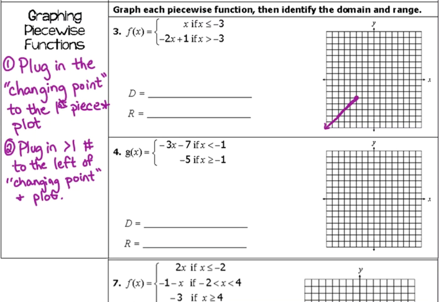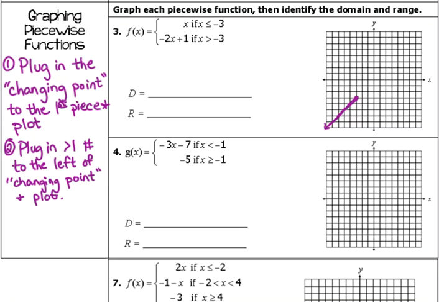So in this case, negative 4 is to the left of negative 3. If I plug that in, I get a y value of negative 4. So I plot the point negative 4, negative 4. I could do it for as many points as I want to, whatever it takes for you to be comfortable to graph that line. Okay?